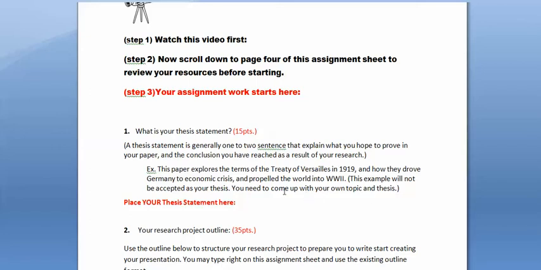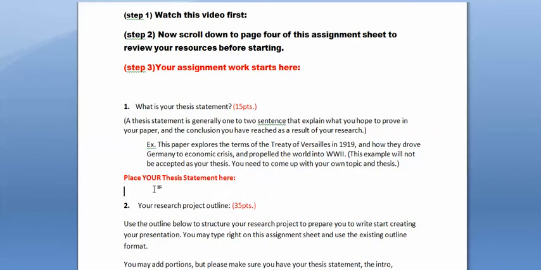Okay, so your thesis statement you're going to put right here under "place your thesis statement here" once you've made sure that you've taken the combination of what your topic is and what you want to accomplish in your paper, and you've created your very own thesis statement.